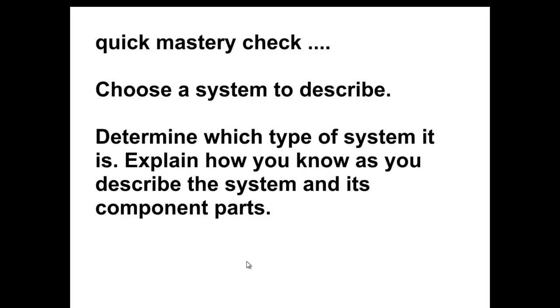Okay, here's your quick mastery check for segment 5. In this mastery check, you may choose any system to describe. You decide what the system might be. It's up to you. You pick any system. Once you've chosen a system, determine which type of system it is. Is it an open system or a closed system? And explain how you know which type of system it is. You might want to describe the component parts as you describe how you know it's an open or a closed system. Go ahead and pause here. Segment 6 coming up is going to talk about feedback mechanisms and the Earth's spheres.